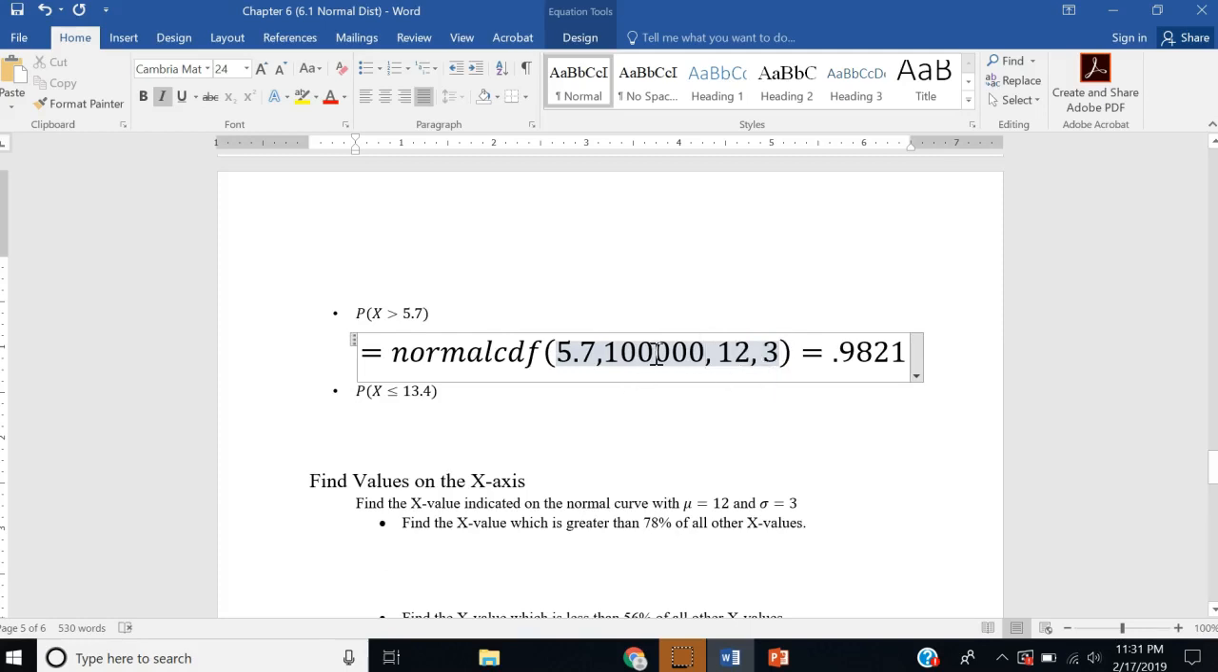Now again, you can play around with these upper numbers. You know, 100,000 would be a really big upper number in this problem because our mean is 12 and our standard deviation is 3. If our standard deviation was a million, obviously 100,000 would not be very big compared to a million. But since our standard deviation is 3, 100,000 is a very, very big number.